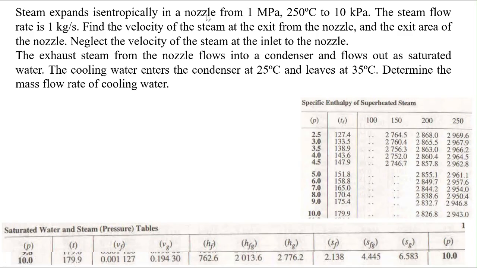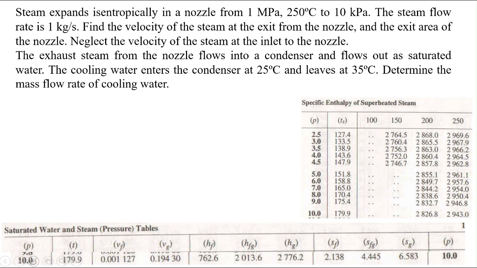Here the steam enters isentropically in a nozzle at 1 megapascal and 250 degrees Celsius and expands to 10 kilopascal. The steam flow rate is 1 kg per second. Find the velocity of steam at the exit from the nozzle and the exit area of the nozzle. Those two things we are going to find. Neglect the velocity of steam at the inlet of the nozzle.